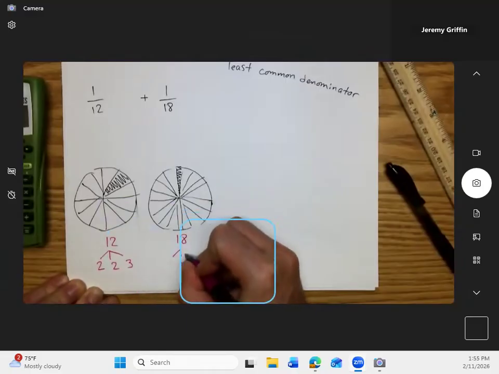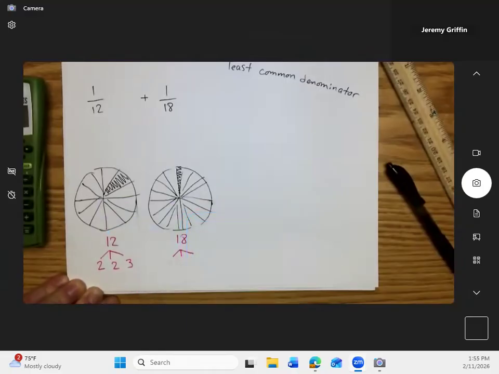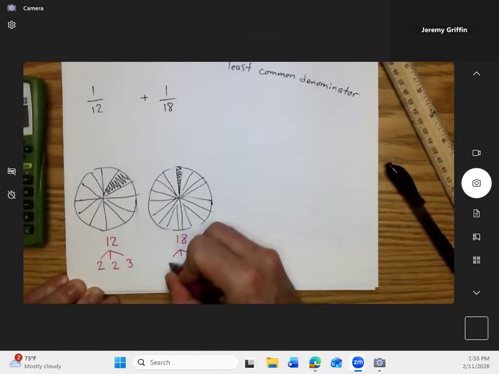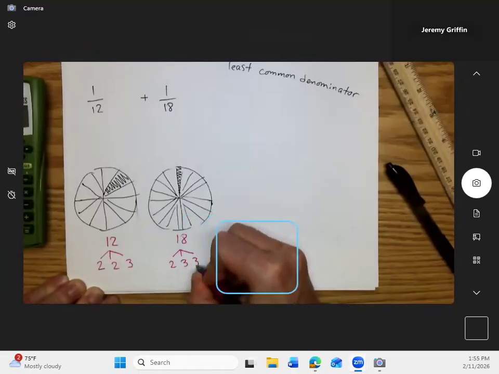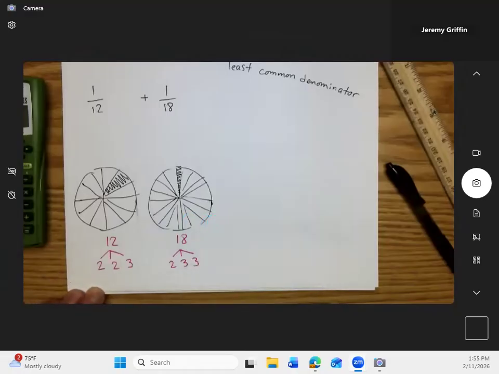How about 18? Guys, what prime factors does 18 break down to? 9 and 2, and then 9 becomes 3 and 3. So let's go 2 and 3 and 3. So that could multiply together to create 18.